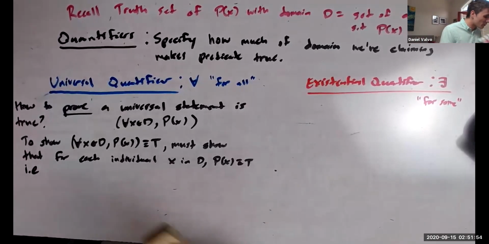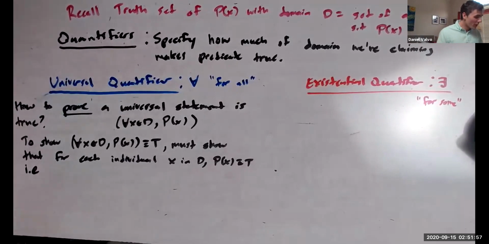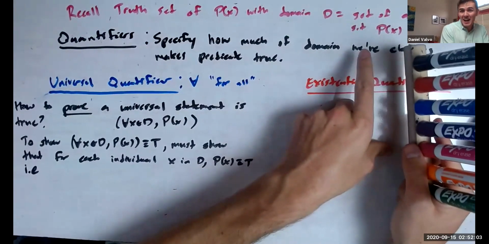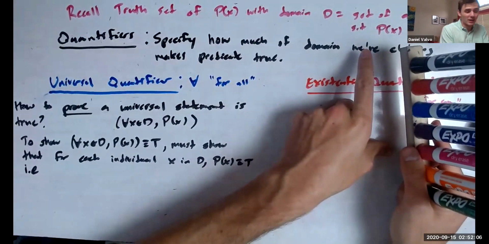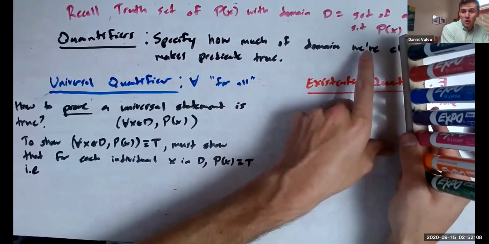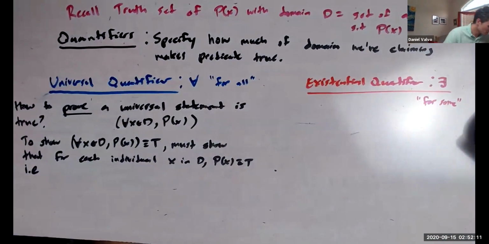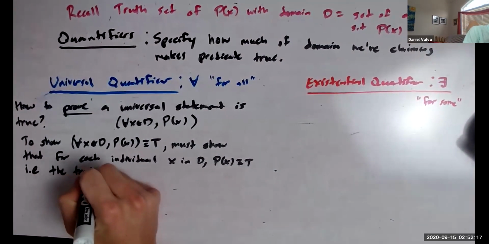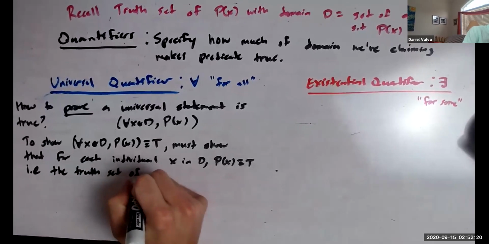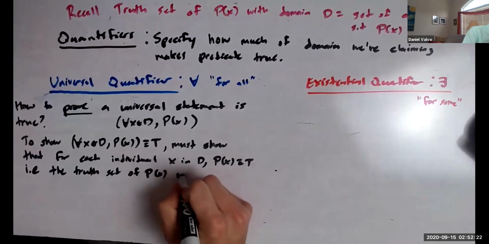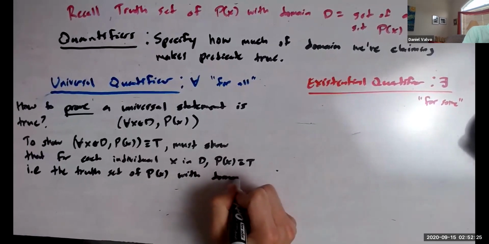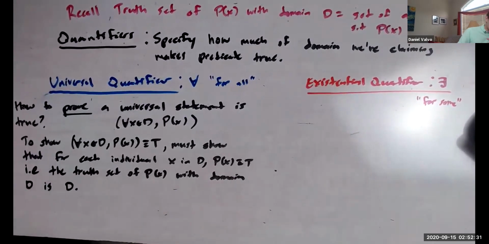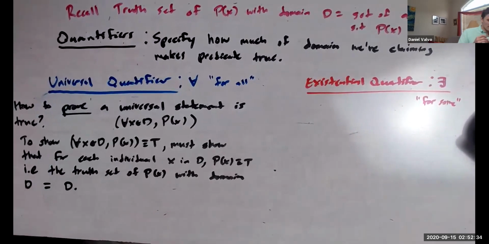Yes, exactly. We're saying for all x in D, P of x is true. What that means is that the set of all x in D that makes P of x true is the entire set D. Every x in D makes P of x true. So the set of all x in D such that P of x is all of D. I.e., the truth set of P of x with domain D equals D.